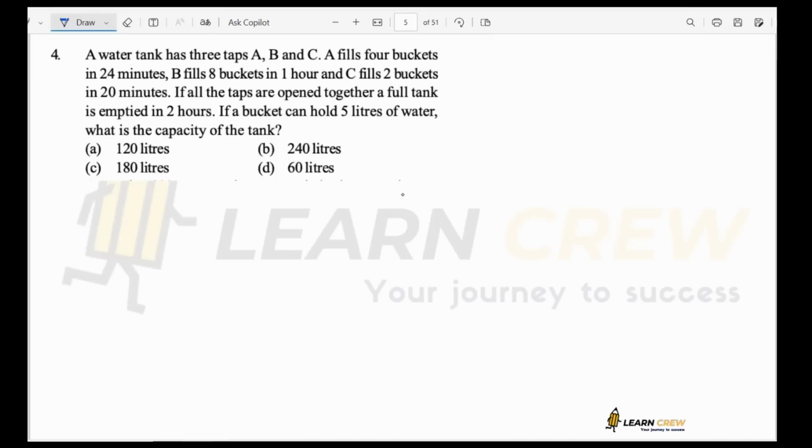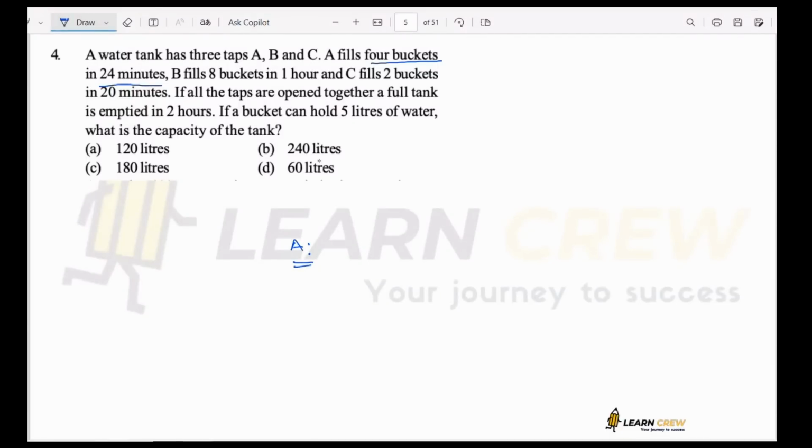Okay. A water tank has 3 pipes, A, B, and C. A fills how many buckets? 4 buckets in 24 minutes. Yes or no? So, what is the capacity of each bucket?